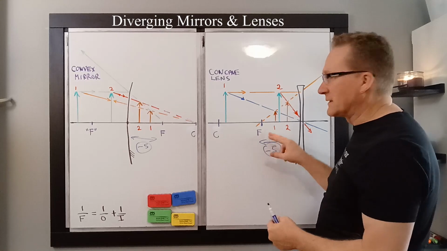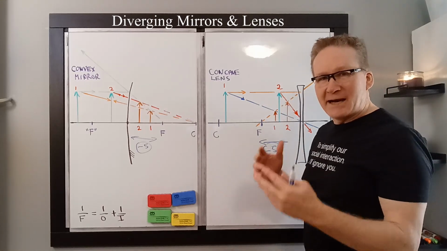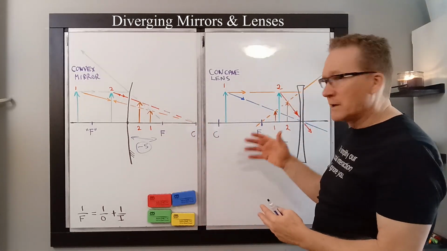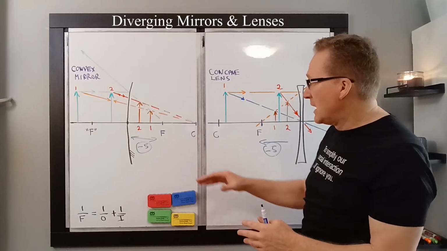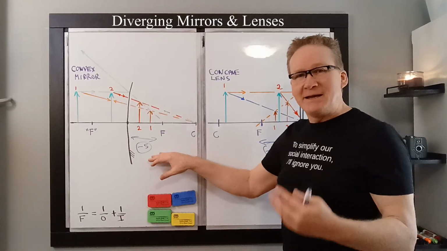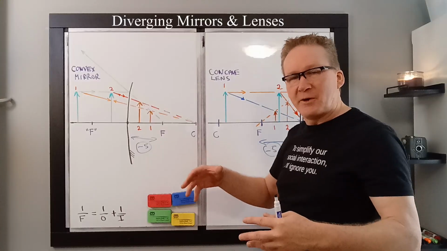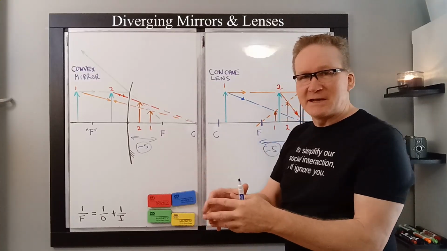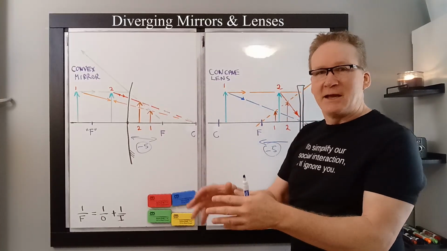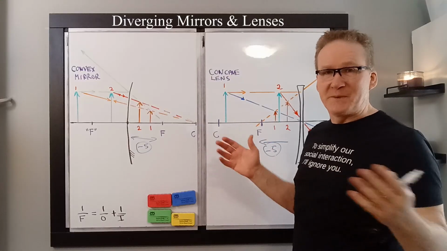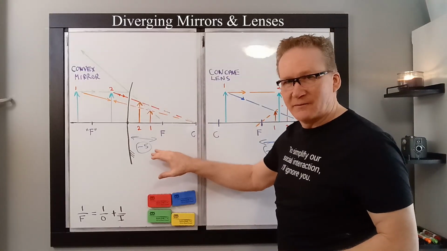So a negative focal length, another way to remember it, any diverging mirror or lens has a negative focal length, but you can also see it there. And in the definition of a focal point, this is doing the opposite. Focal point is where light should focus toward. If it does that, it's a positive focal length. If it comes away from it, the opposite of what it should be, then it's a negative focal length.